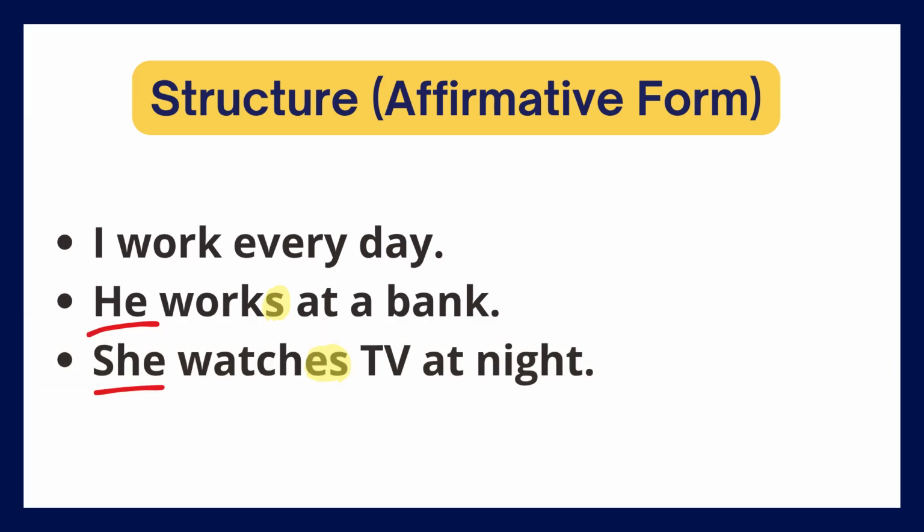So if the subject is he, she, or it, we are going to use the s rule that we're going to learn right now. If the verb is followed by a subject like I, you, we, they, there's no s rule, all right?